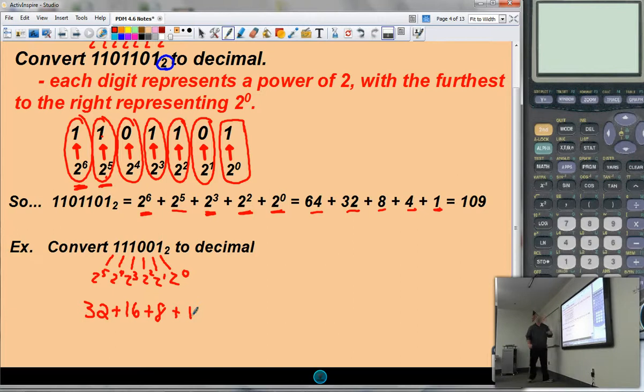When we get to octal and hexadecimal systems, or when we get to the other systems, just know anything to the 0 is always 1. So I get 32 plus 16 is 48. Plus 8 is 56, plus 1, I believe, is 57. Okay, 48 and 56, 57. So my answer is 57. Okay? That's how converting binary to decimal works.